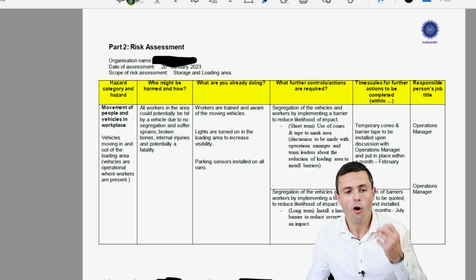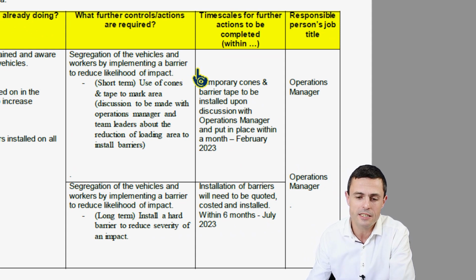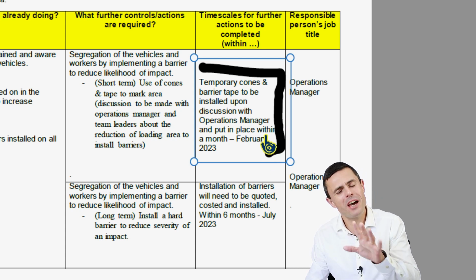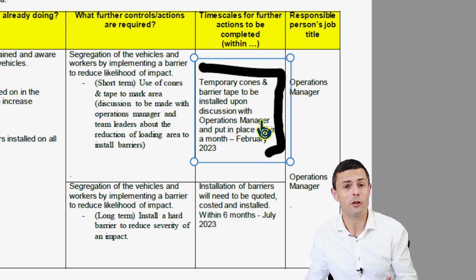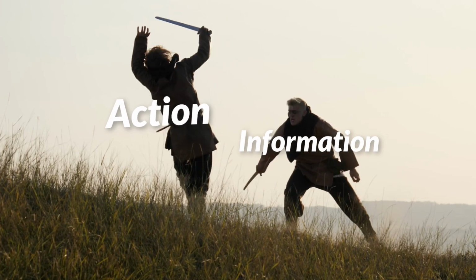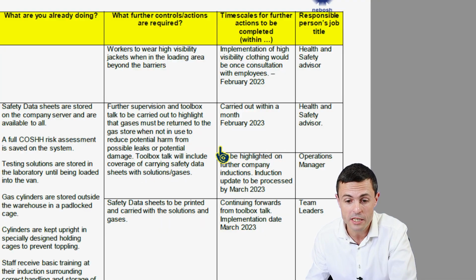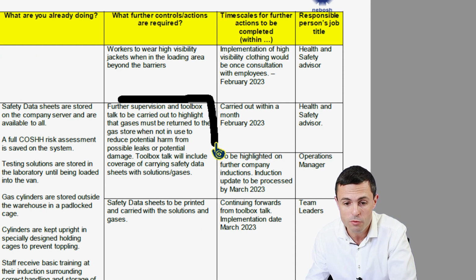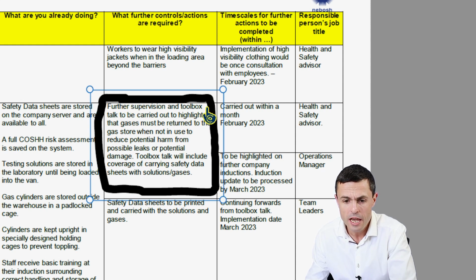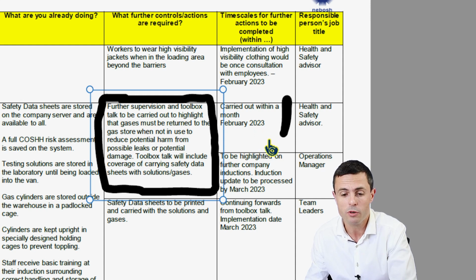That's where they go. On this document, the student has decided to put in additional information in the timescales. And that by itself didn't cause the fail, except in at least one of these, the information they put in clashed with the action. So let's take a look at where we see this. And so we've got it down here. We've got an action to do further supervision and toolbox talks in relation to some gases and cylinders. And here they said, right, so we're going to do that by February of 2023.